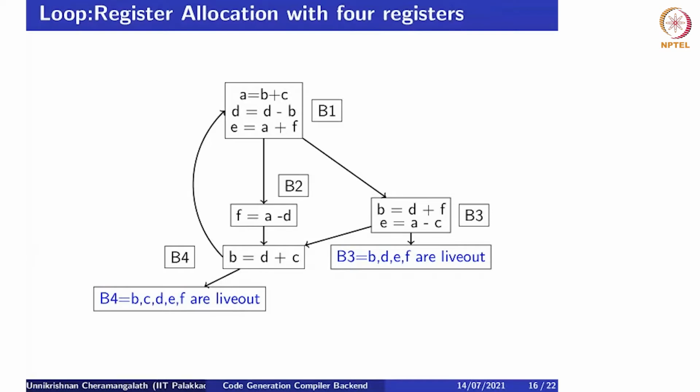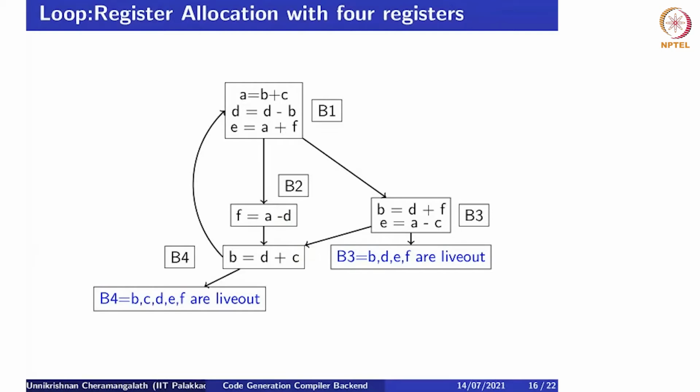LLVM IR initially will have a phi node if you have a junction, like when a basic block has 2 predecessors and you need the value of the variables coming in. Then the basic block will end with a conditional statement or a jump statement. So that is avoided here.